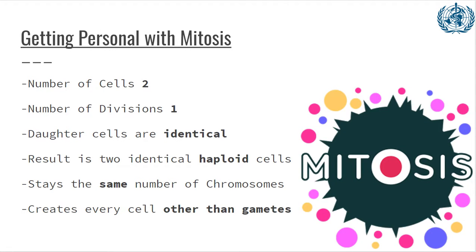After those riveting prose explanations, there's still more to learn about mitosis and meiosis. First, let's get personal with mitosis. In the process, two diploid cells are created to be identical. In mitosis, there's always the same amount of chromosomes. Lastly, mitosis can create blood cells and muscle cells, but never gamete cells.